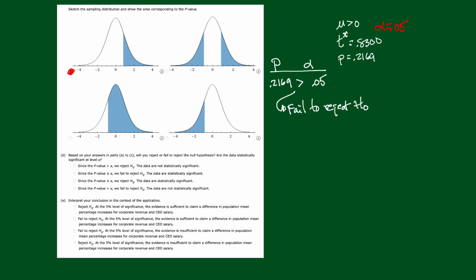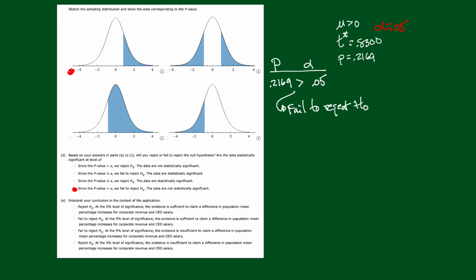So what are we going to do over here? The first one says, since P is greater than alpha, we reject H naught. Well, that's not true. We're going to fail to reject H naught. Since P is less than alpha, that's not true. P is greater than alpha. Since P is less than alpha, no. This has got to be it. It's the only one left. Since P is greater than alpha, we fail to reject H naught. So the data are not statistically significant. That's correct. If the data is not significant, we don't reject. If the differences are not significant, we don't reject. So we're going to go with this last one down here.